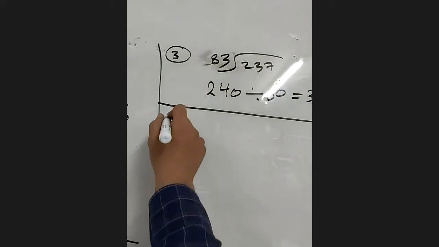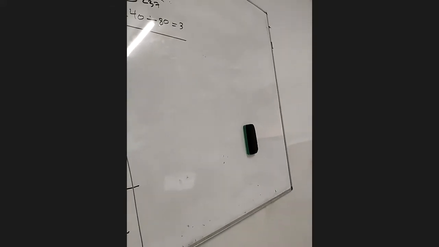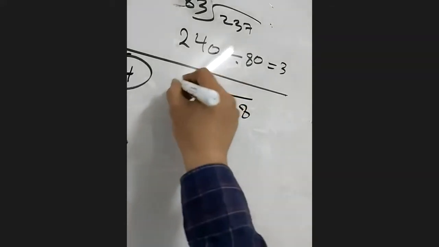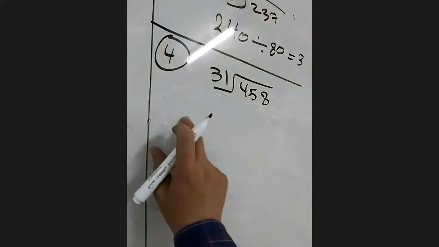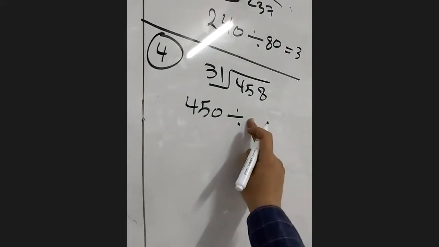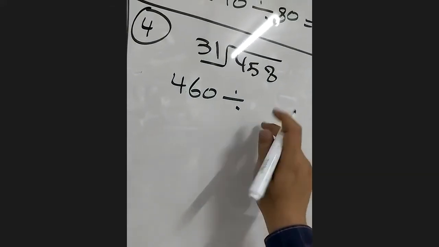Let's do question four now. I will select Ahmed Muhammad. Yes. Question three, we did it. Let's do question four. 458 divided by 31, right? Yes. The 458, what will we make it here? 450, divided by the 31. No, 460. Yes. Fine. The 31? 30.